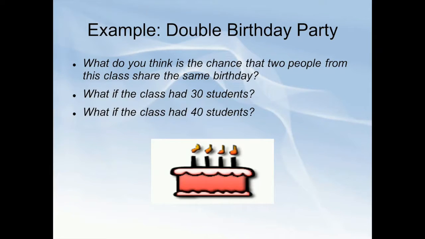Now let's look at an example known as the double birthday party. Look around the class. What do you think the chance that 2 people in this classroom have the same birthday is? What if the class has 30 students? What if the class has 40 students? Take a few minutes and discuss what you think the chances are. Be sure to explain your reasoning.